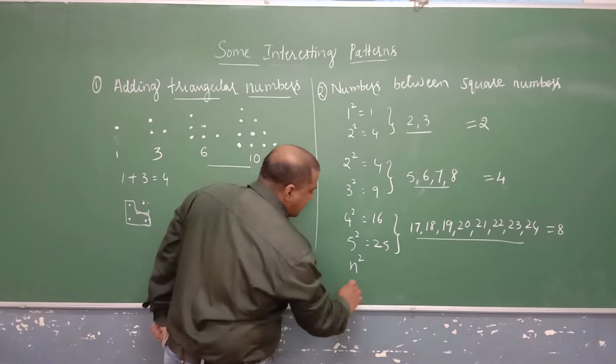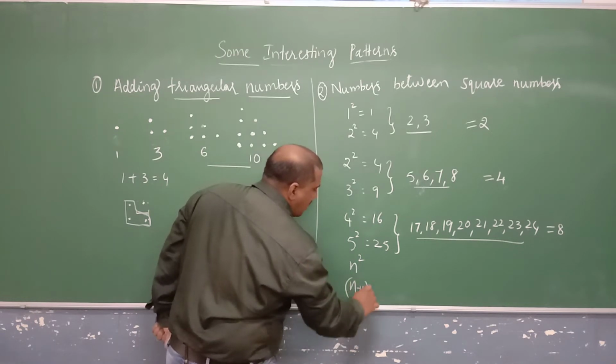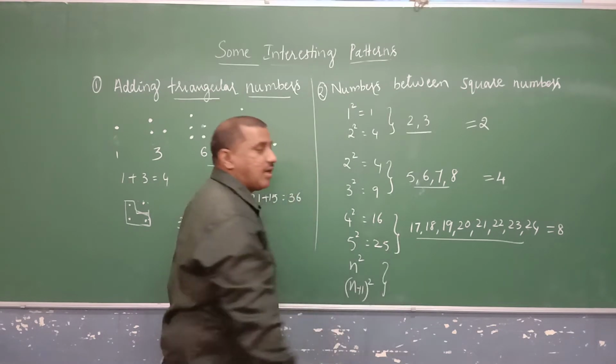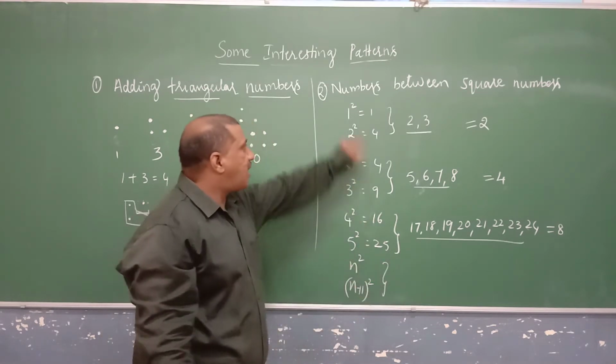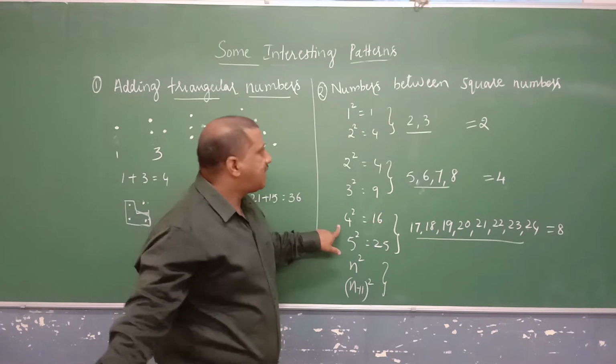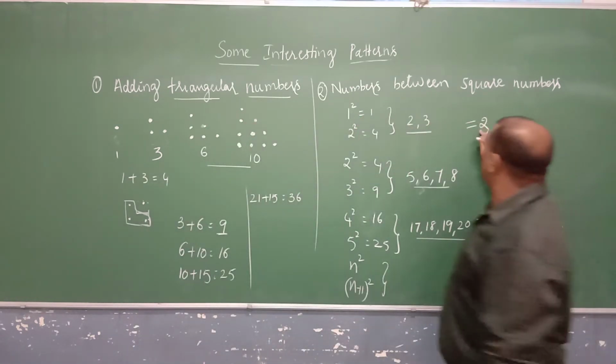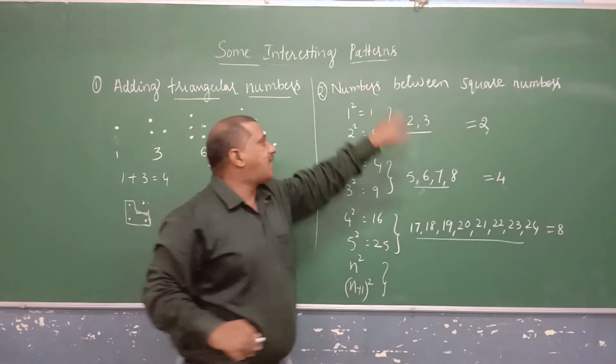The other number is n plus 1 whole square. Then how many non-perfect square numbers are there between these two numbers? We'll conclude by using these 3 patterns. See here, how many non-perfect square numbers are there? Here it is 2 non-perfect square numbers, that is 2 comma 3.